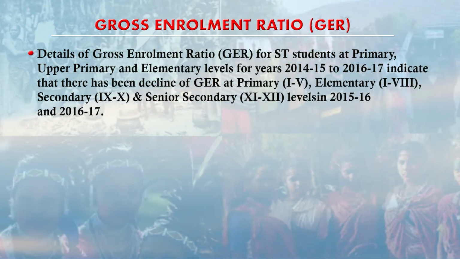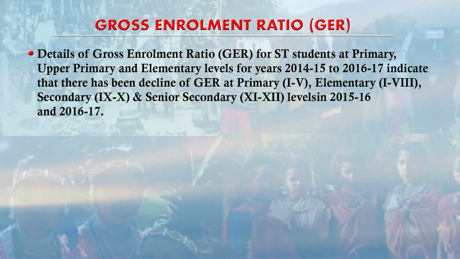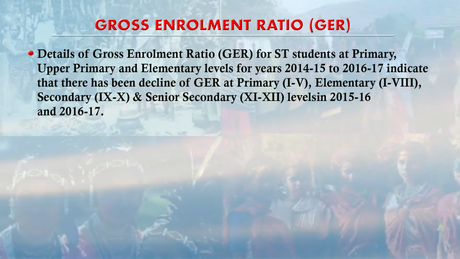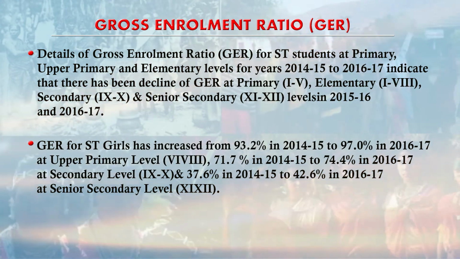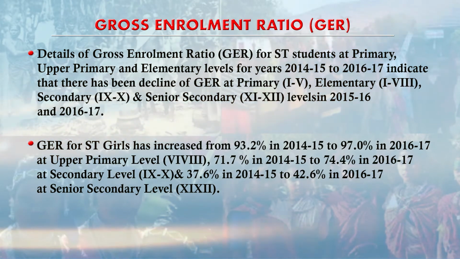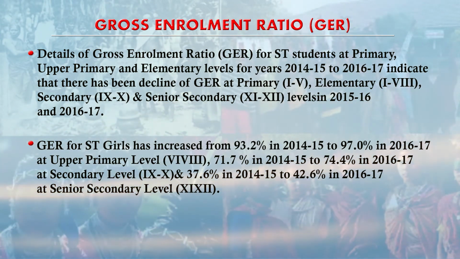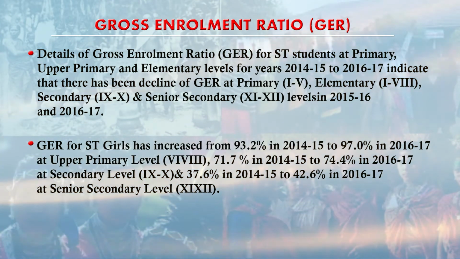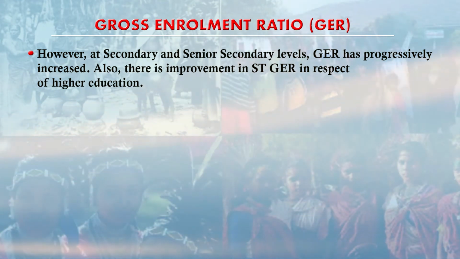Now, let us see what GER, the gross enrollment ratio, is. The details of gross enrollment ratio for ST students at primary, upper primary and elementary levels for the years 2014-15 to 2016-17 indicate that there has been a decline of GER at primary, elementary, secondary and senior secondary levels in 2015-16 and 2016-17. The GER for ST girls has increased from 93.2% in 2014-15 to 97% in 2016-17 at upper primary level, 71.7% in 2014-15 to 74.4% in 2016-17 at secondary level, and 37.6% in 2014-15 to 42.6% in 2016-17 at senior secondary level. However, at secondary and senior secondary levels, the GER has progressively increased.